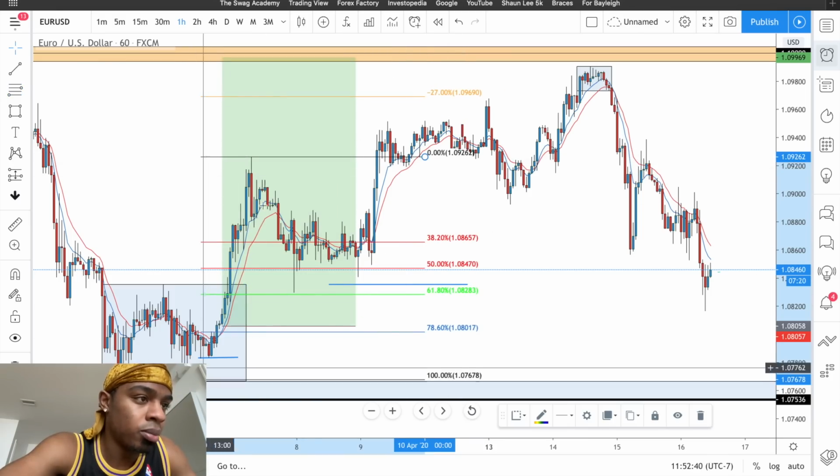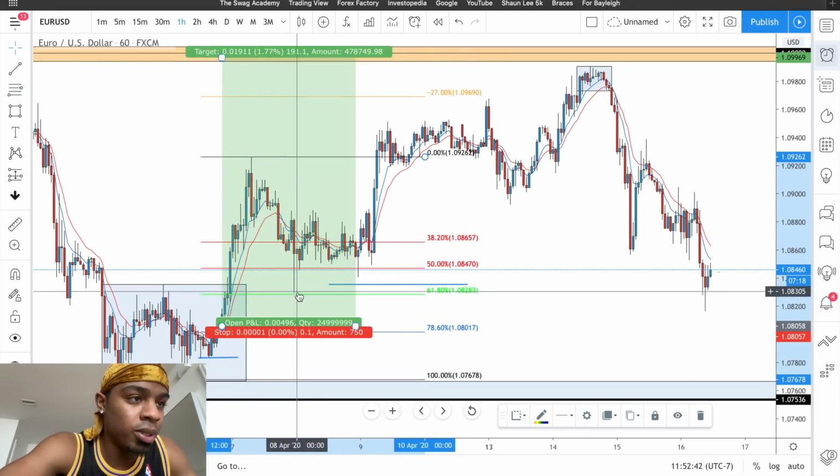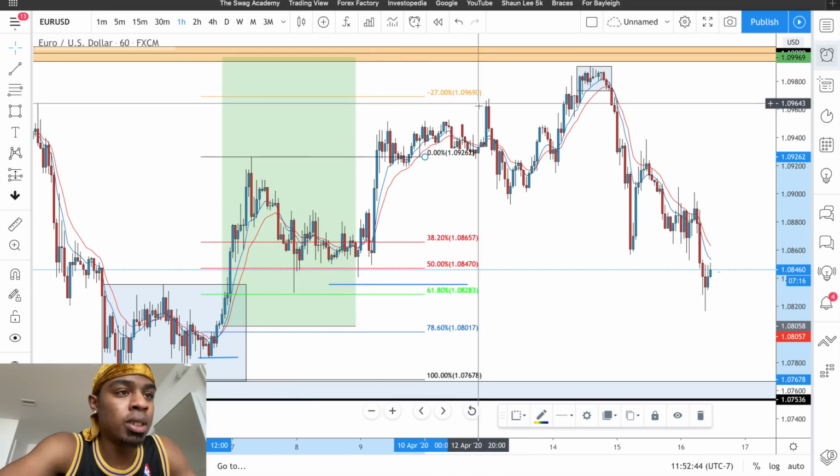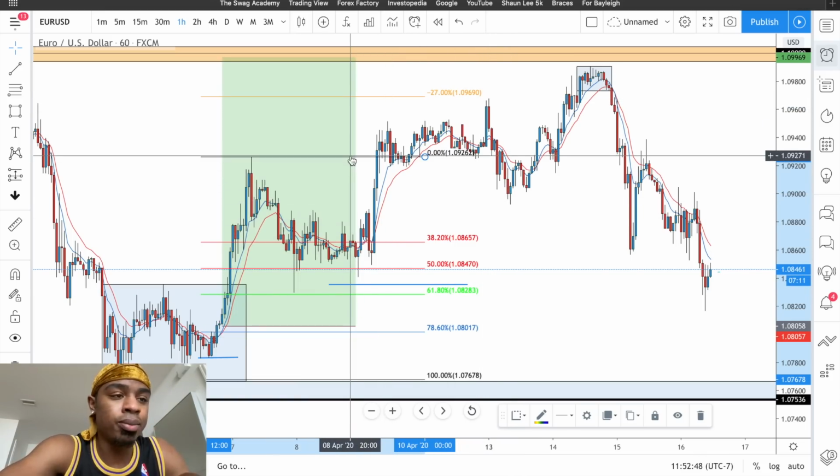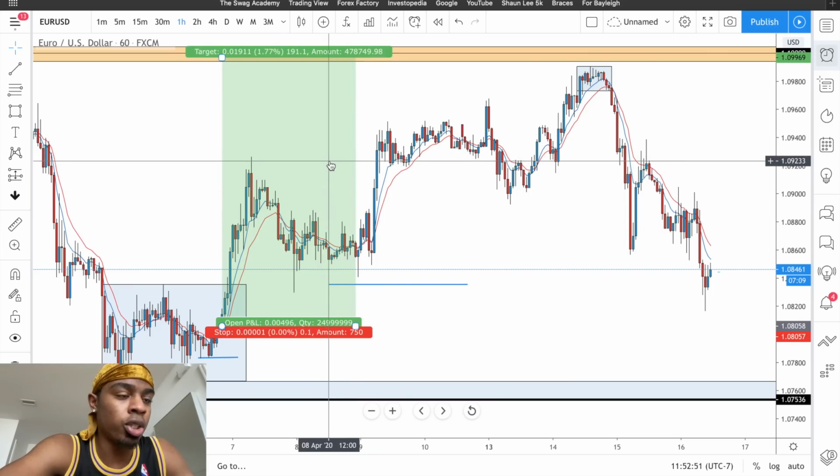A, the bottom. B, C, retracement 61.8. D, 27 extension. The minute it got to 27 extension, it came back down. Could not break the higher low. You got to know structure.